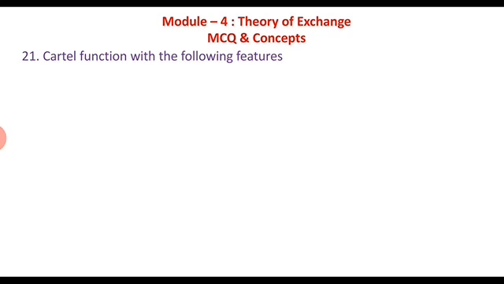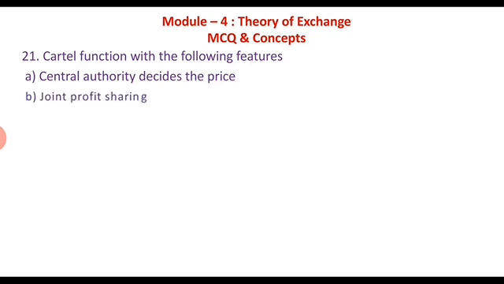Cartel function with the following features. A. Central authority decides the price. B. Joint profit sharing. C. Market sharing. D. All A, B, and C. Answer is joint profit sharing.